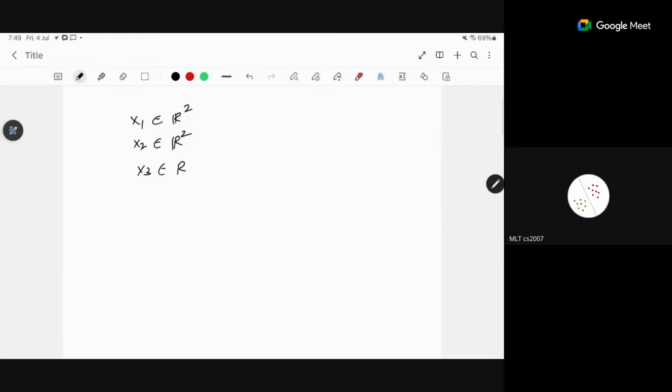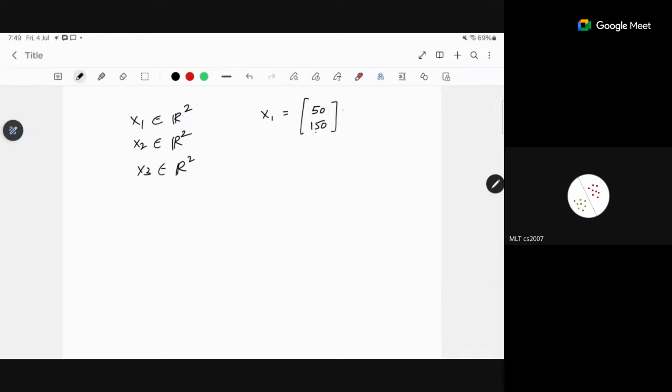X3 is in two dimensions. What do you mean by two dimensions? Let's say x1 is 120, 150. What does that mean? Let's say weight and height, right? Weight is 50 kg, height is, let's say, 150 centimeters.